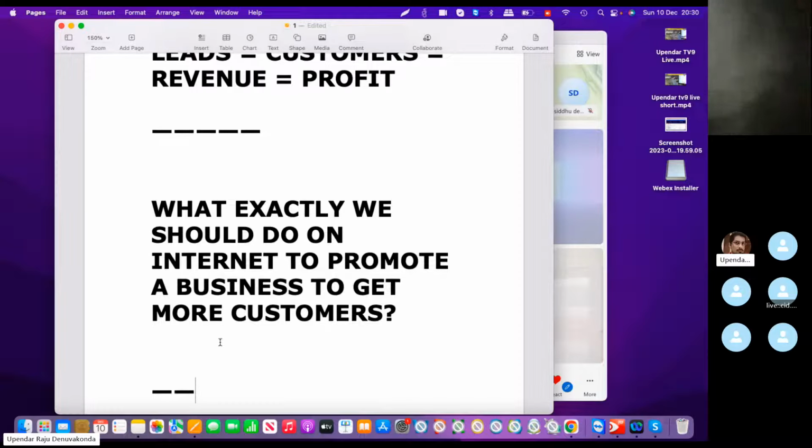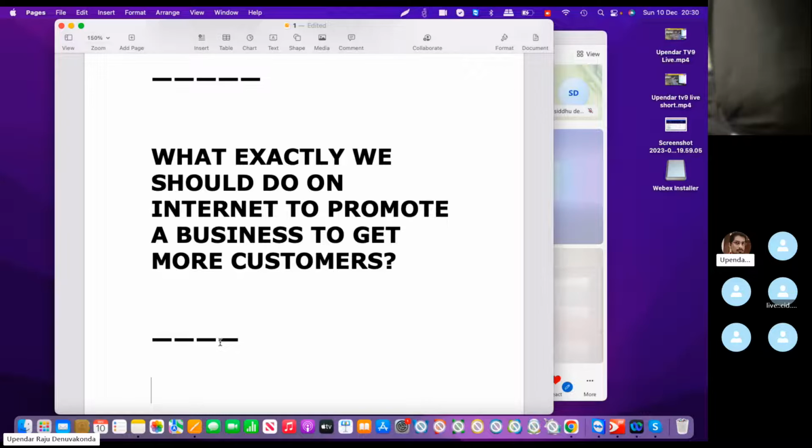So I would list out the things that you can do on the internet to promote a business's services, or promote a business's products, or promote both if you have both. Let me list out the procedure, what exactly you can do on the internet to promote a business.